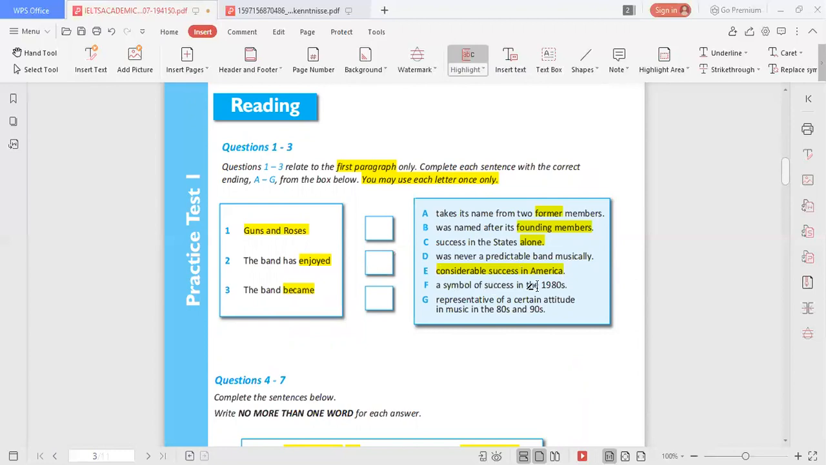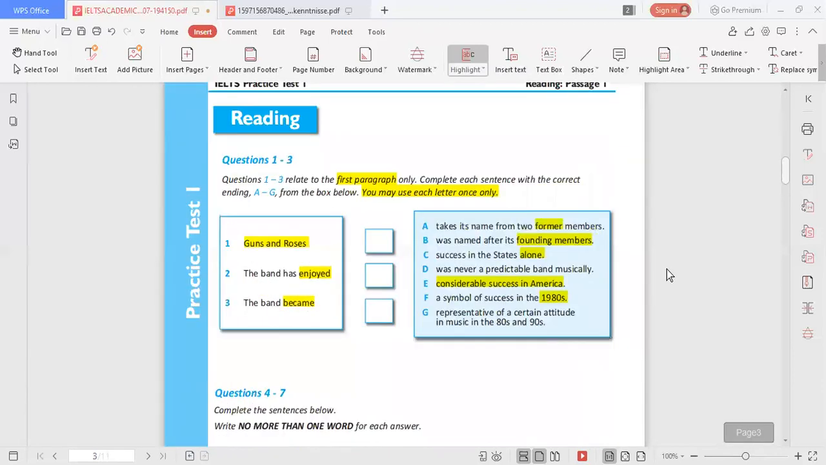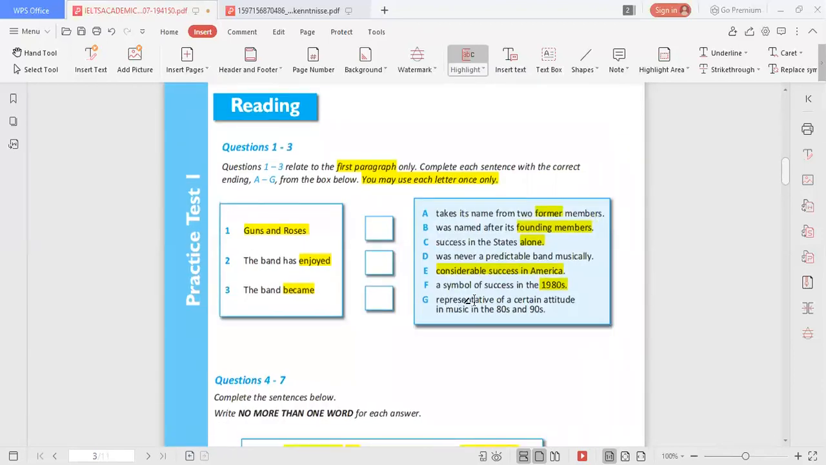F, a symbol of success in the 1980s. There is no 1980s. Well, there is 1980s, but it's not a symbol of success because it's another symbol. What did they come to symbolize? It's this rebelliousness, so it's not success. But let's look at G. Representative of a certain attitude in music in the 80s and 90s.